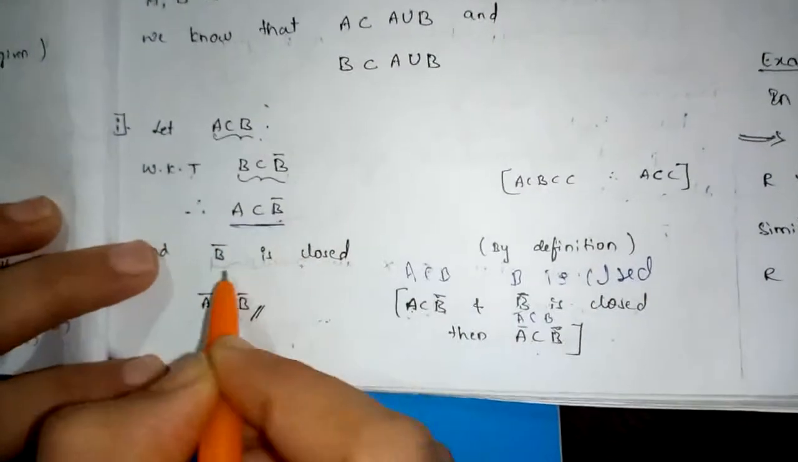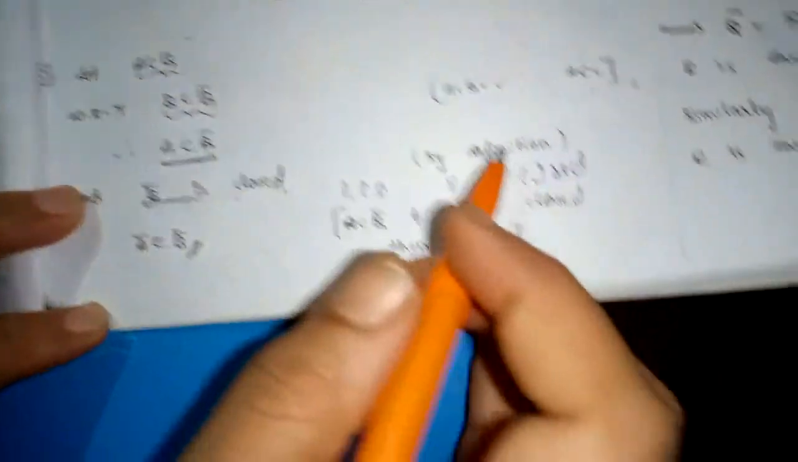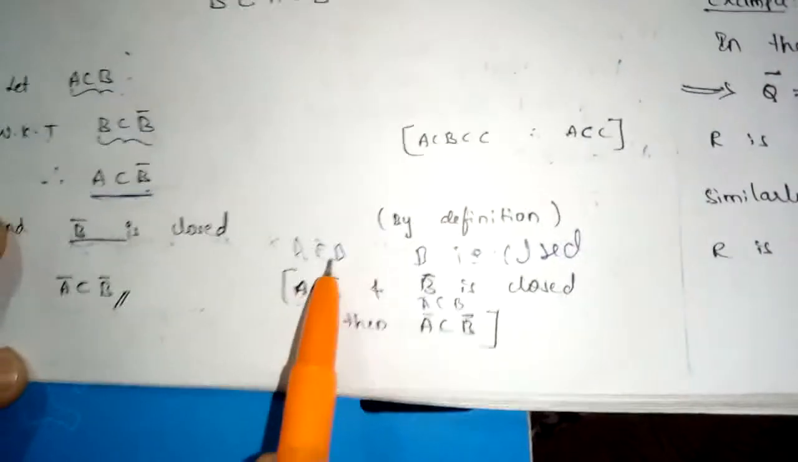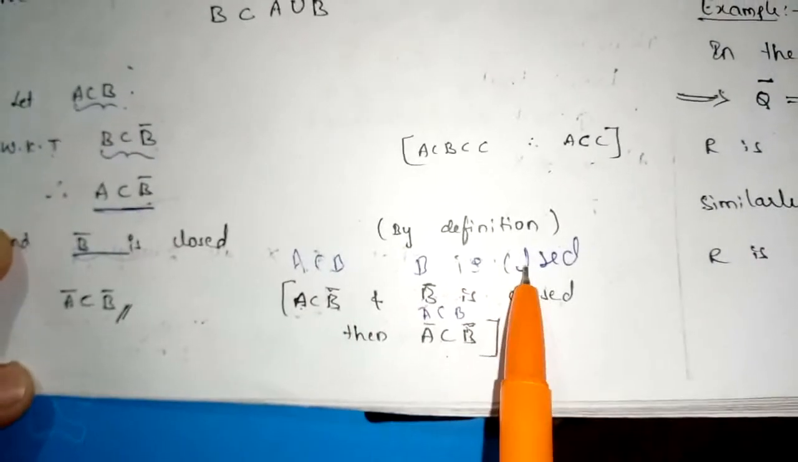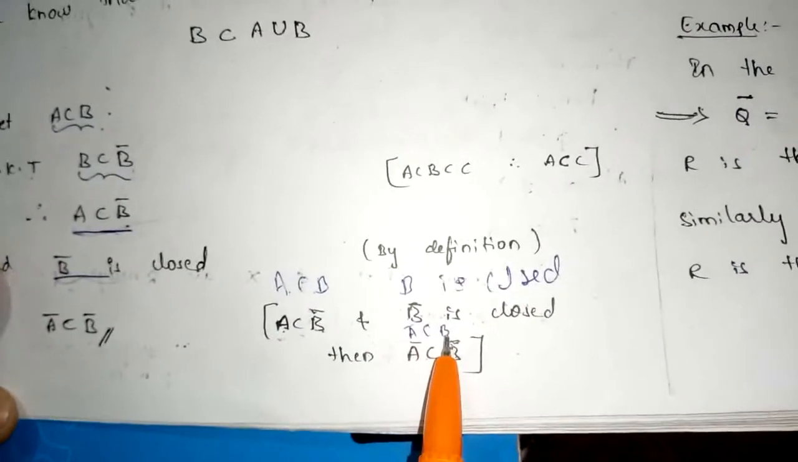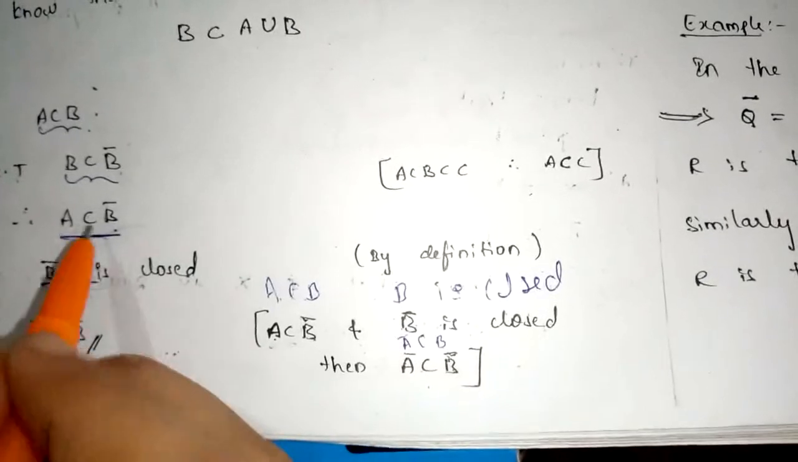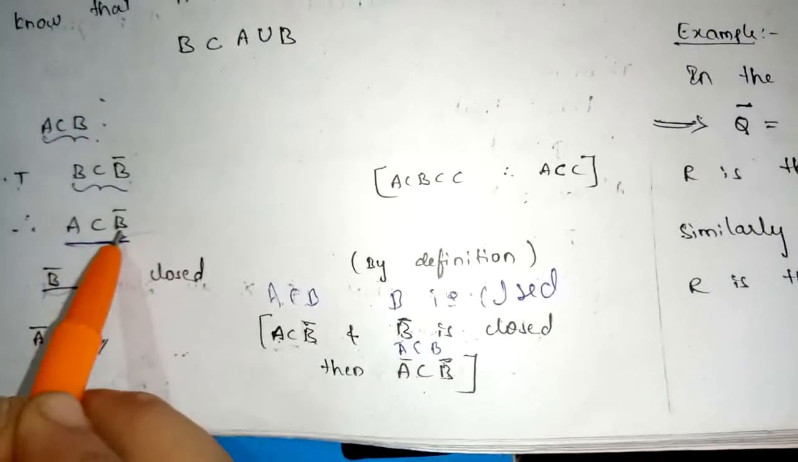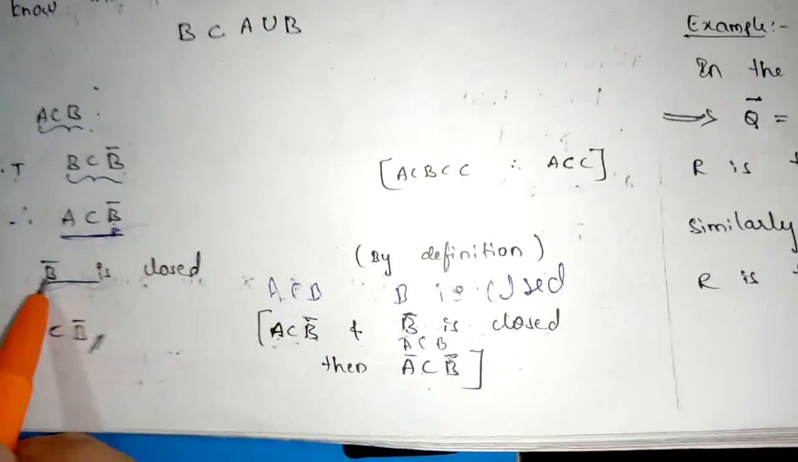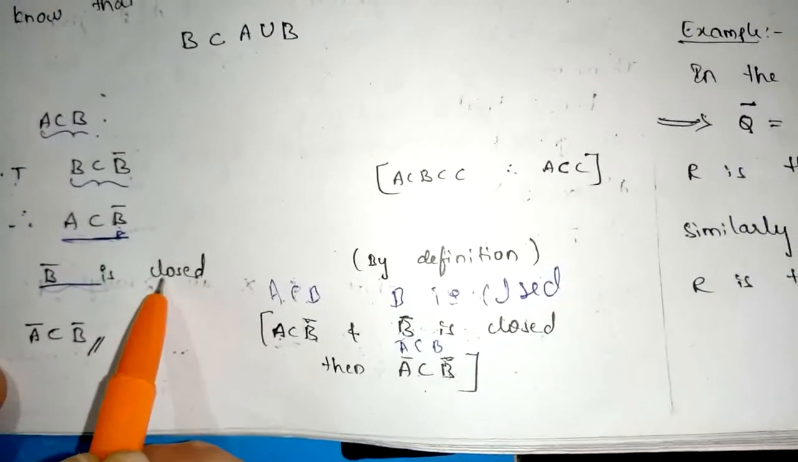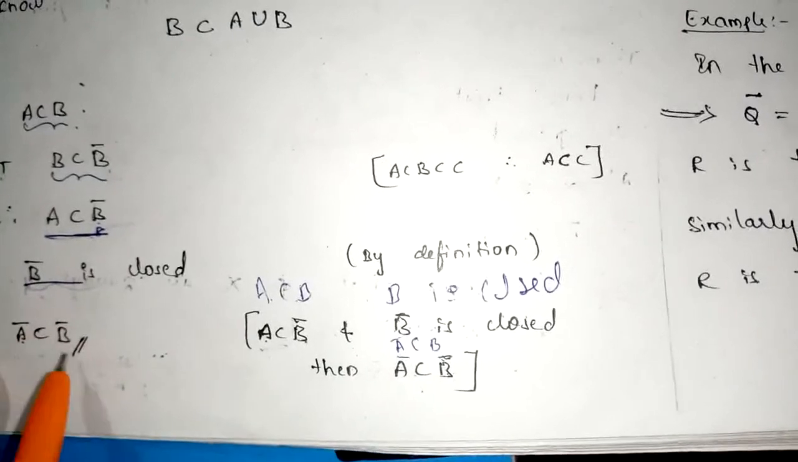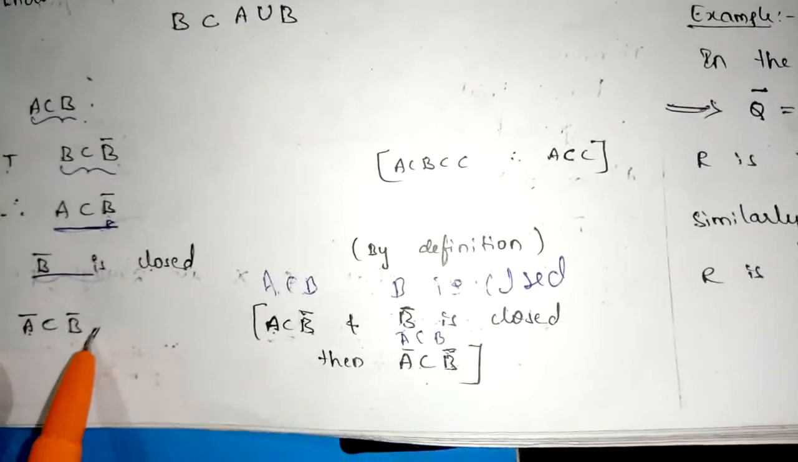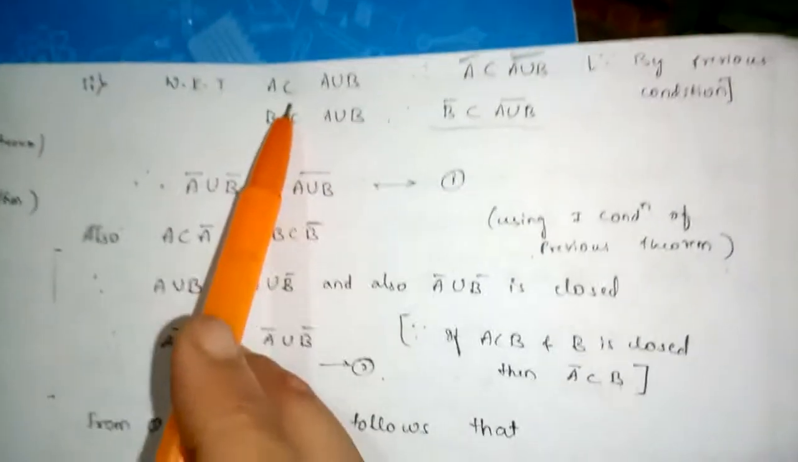Observe these two conditions. You know the previous theorem: A is a subset of B, B is closed, then A bar is a subset of B by using the condition. Here in the place of B, B bar is present. A is a subset of B bar and B bar is closed. By using that property, automatically A bar is a subset of B bar. First one is over.